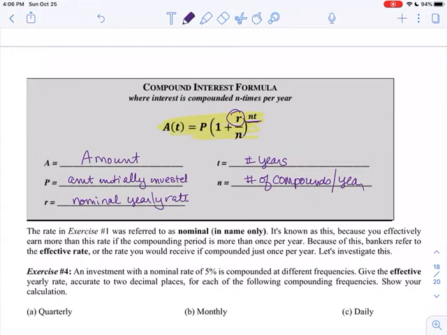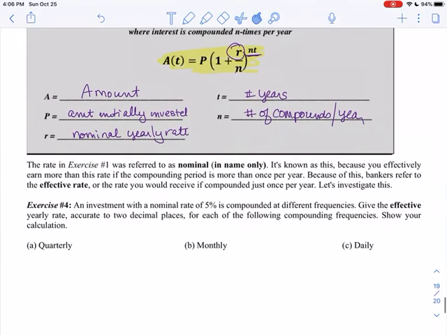But then because I'm dividing that by whatever the compounds are, I also have to multiply the number of years by the number of compounds also. So don't forget this part here. The number of years gets multiplied by the number of compounds.